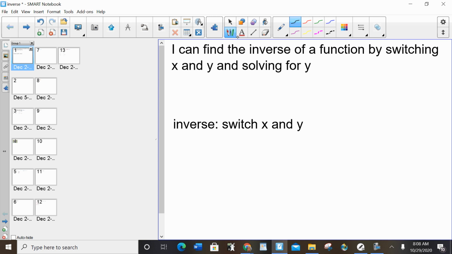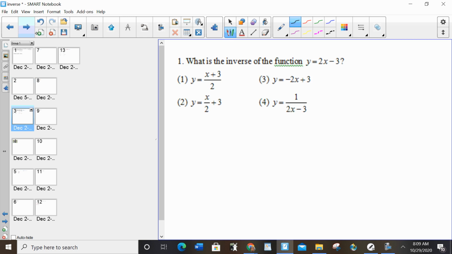It's not the opposite, it's not a flip, it's not a negate. For inverse, you switch x and y. That's what you need to know about the inverse of a function, switch x and y. So it's most commonly asked when it's dealing with equations, and to find the inverse of an equation, we're going to start by switching x and y, and then we're going to solve for y. So let's take a look at our first example.